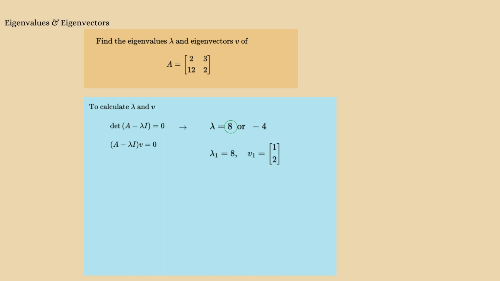Notice that here we only calculate the eigenvector corresponding to lambda equals 8. I suggest you pause the video here and try to use the same analysis to calculate the eigenvector corresponding to lambda equals negative 4. I will post my solution later, but you should be aware that your solution might differ from my solution by a multiple because you have the freedom to choose your eigenvector.